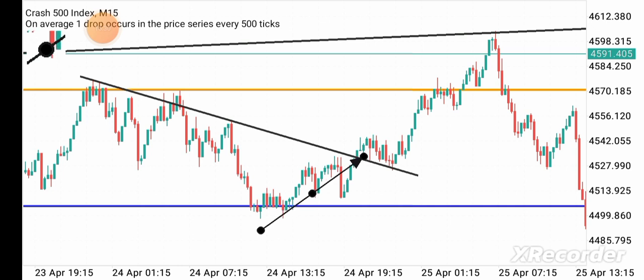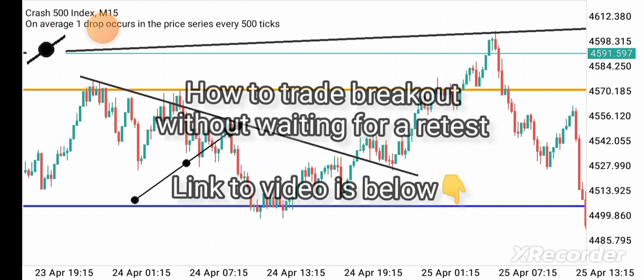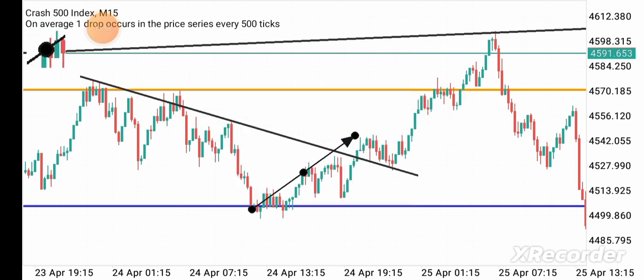So when I noticed that the market got here and then pulled back to this trend line, I remembered the strategy, one of the strategies I've shared on this YouTube channel on how to trade a breakout without waiting for a retest, looking at the fact that this was very far from here. So on seeing this bullish engulfing candlestick pattern, I entered a trade, targeting this point, and I got some cash from that.